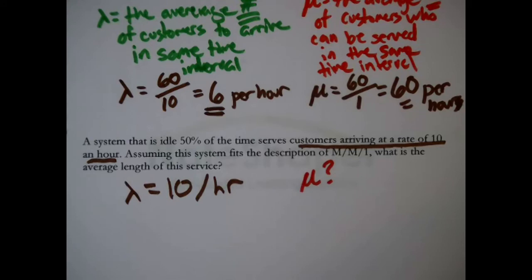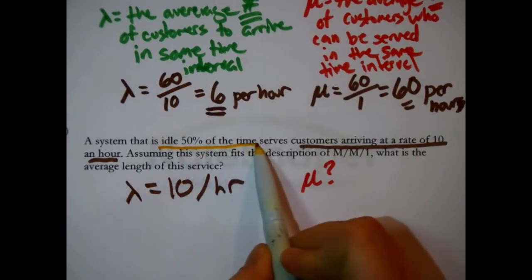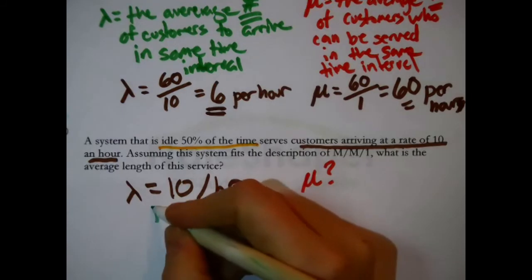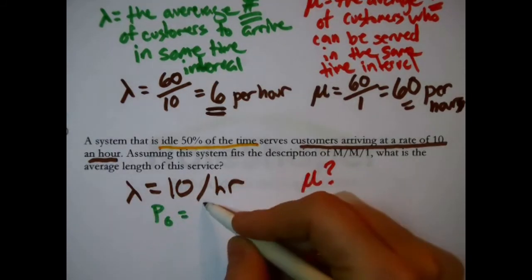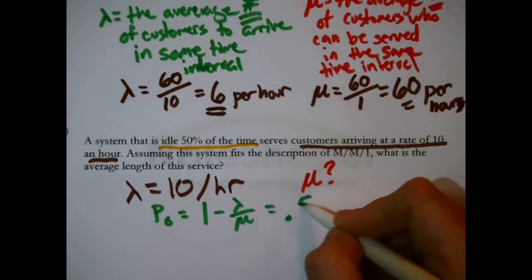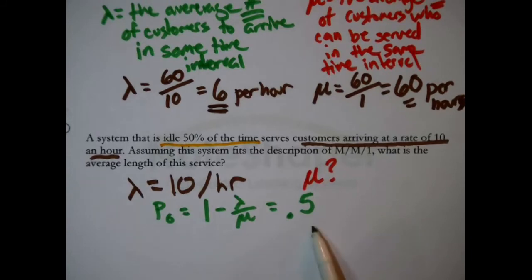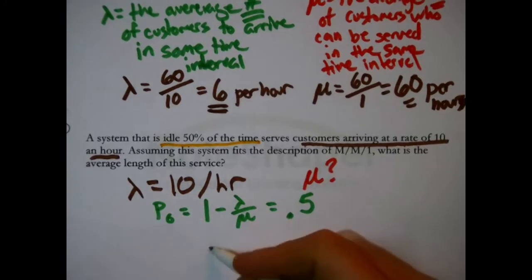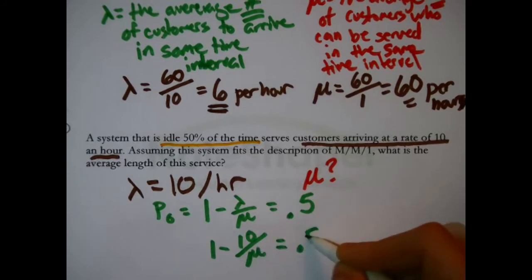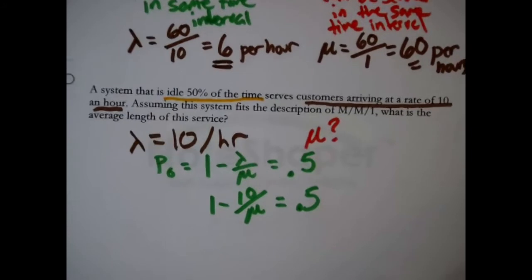Well, I was given lambda, but how am I supposed to figure out mu if it's not given? Well, wait, we were given one other piece of information, and that's that the system is idle 50% of the time. Oh, there's that formula again. The proportion of time the system is idle, the probability there's nobody in the system, 1 minus lambda over mu equals 50% of the time. This should equal 0.5. Oh, and we have the lambda. So that should be true. Now we only have one unknown.